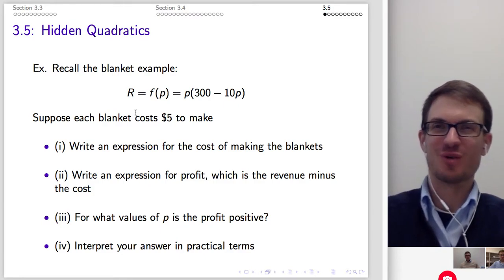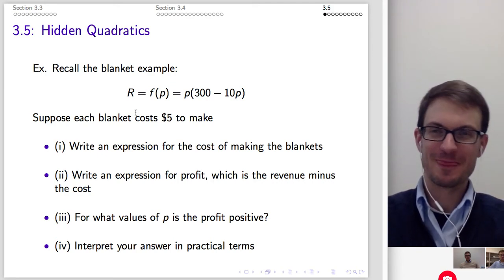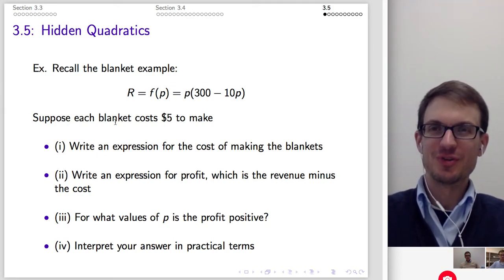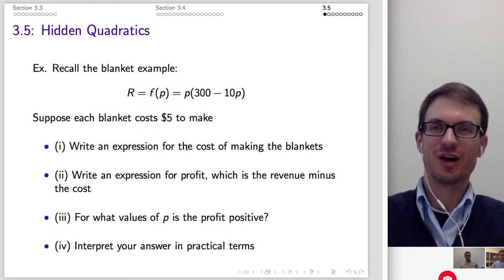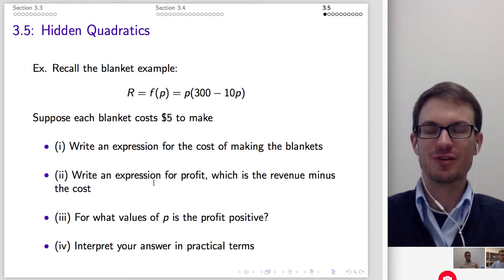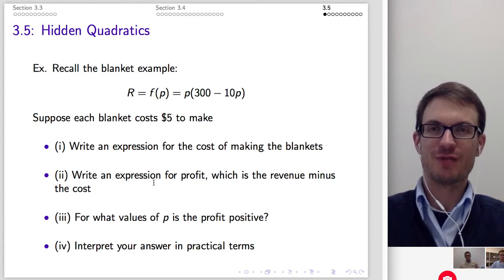So let's find some quadratics in places we'd least expect them. They're hidden. All right, so suppose each blanket costs $5 to make. This is going to allow us to combine revenue and cost. That gives us profits. Profit is just revenue minus costs. We can write profits a variety of ways.